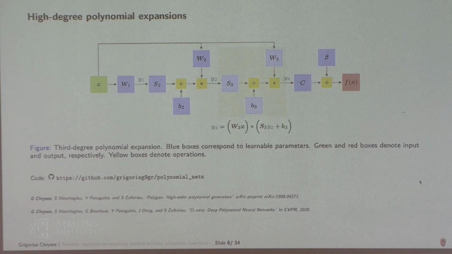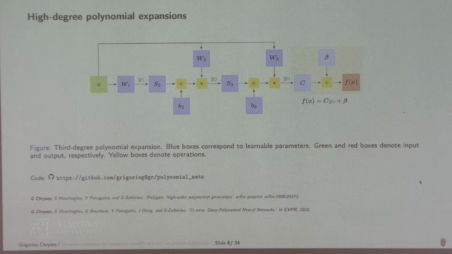And we can proceed like this for third-degree expansion, where again we do these same 3 operations. So the first one is w3x. The second one is we take the previous intermediate term and then we do a linear transformation. And then we just have the Hadamard product of the 2. And then y3 is essentially a third-order expansion, and I promised a third-order expansion, so I'm done. So what we are going to do in the end is just a linear transformation of this y3, and we are done.